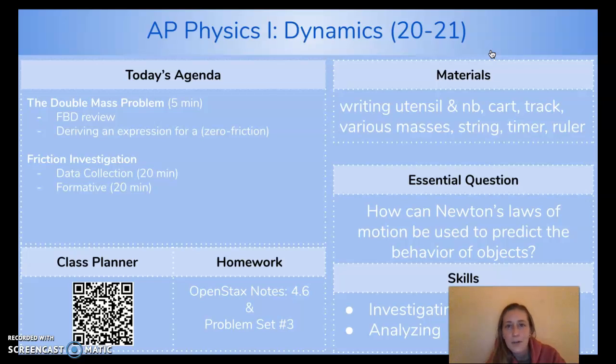I'm estimating it will take you about 20 minutes to collect your data with your partner, and the remainder of your class will be spent working towards the completion of your investigating and analyzing formative.